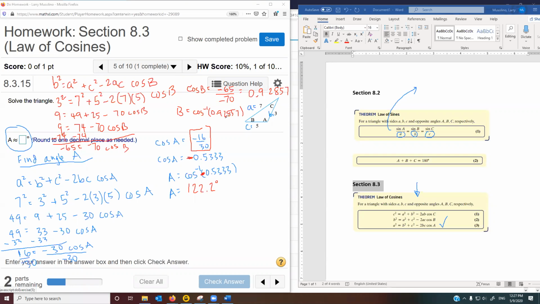Go to my calculator to solve for angle B. It looks like angle B turns out to be 21.8 degrees, and I'm rounding to 1 decimal place. Well, the last step is find angle C, but that's going to be the easiest part of this problem because now that I know angle A and B, I'm just going to subtract those angles from 180. And when I do that, it looks like angle C turns out to be 36 degrees.